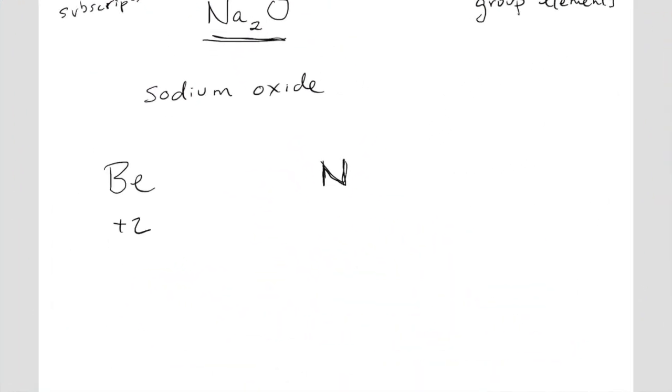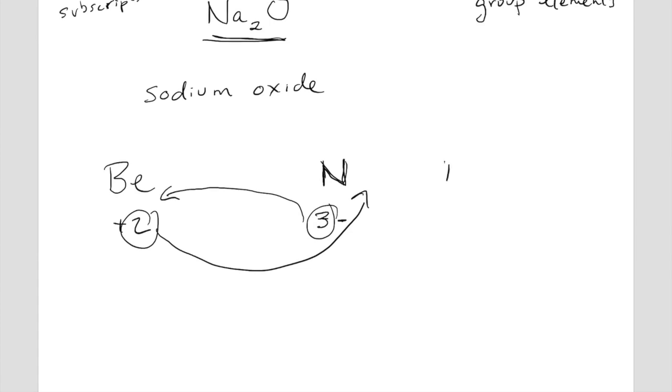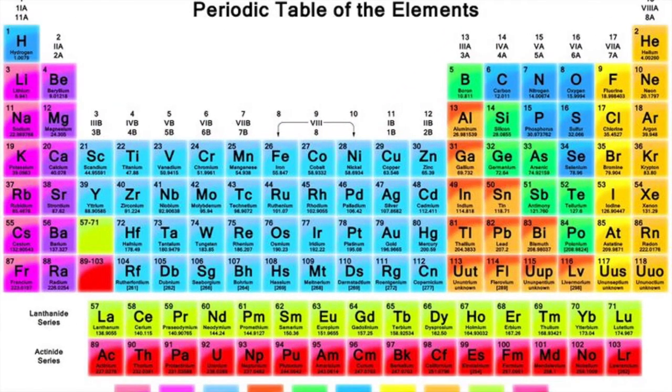So back to our example again, beryllium will be 2 plus, nitrogen will be 3 negative, and if we do the crisscross method as we discussed earlier, the 2 will be the subscript for the nitrogen, the 3 will be the subscript for the beryllium, and we would have a formula of Be3N2. Remember too, we're naming straight up main group elements. This is called beryllium nitride. Remember, not nitrogen, because all nonmetals will have an ide ending.